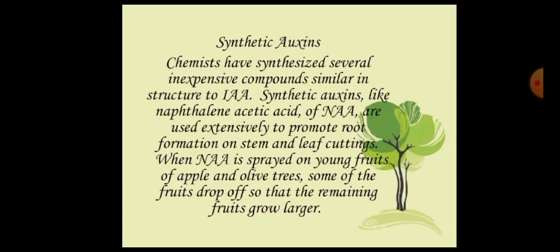Synthetic auxins. Chemists have synthesized several inexpensive compounds similar in structure to IAA. Synthetic auxins like naphthalene acetic acid, or NAA, are used extensively to promote root formation on stem and leaf cuttings. When NAA is sprayed on young fruits of apple and olive trees, some of the fruits drop off so that the remaining fruit grow larger.